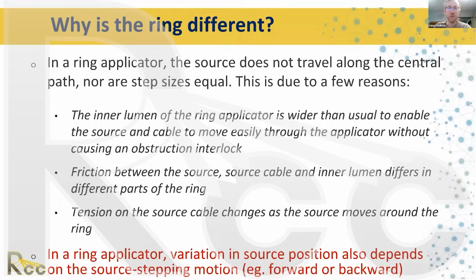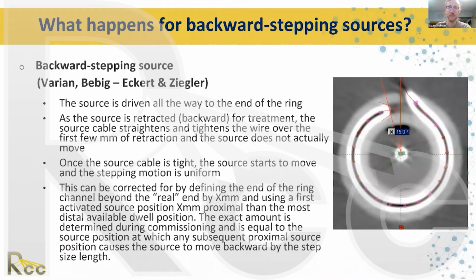Friction between the source cable and inner lumen differs in different parts of the ring. Tension on the source cable changes as the source moves around the ring. In a ring applicator, variation in source position also depends on the source stepping motion, forward or backwards. We'll talk about more details shortly.